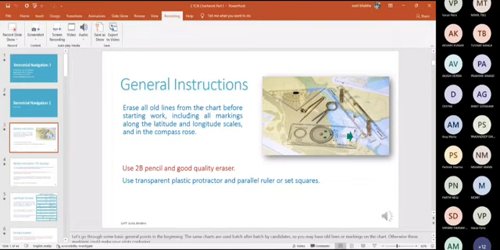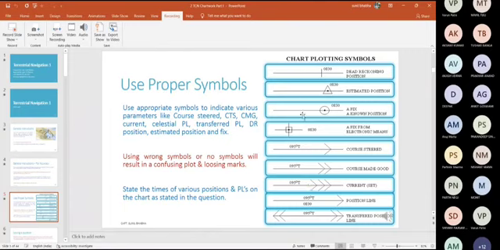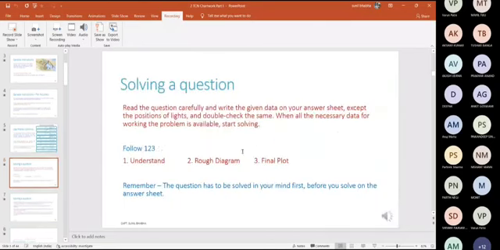Okay, so this is what we did in the last session. I told you about the general instructions and how we go ahead with chart work. Then we saw these symbols: DR, EP, fix, course steered, course made good, current. And then I told you this 1, 2, 3 method: how do we attack a chart work question? First we understand it, then we make a rough diagram, and then we make the final plot. So now we are going to proceed ahead.